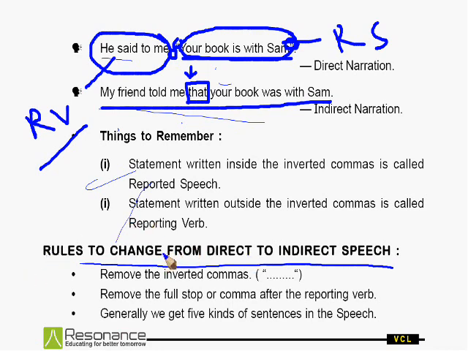Now the most important thing, the first thing that you should bear in your mind, is that whenever you see a statement in direct narration, the first thing that should come to your mind is the statement given inside the reported speech. This is absolutely important, absolutely vital. Now we will have to find out the kind of sentence that is given inside the inverted commas. That is important. So see, generally we get five kinds of sentences in the reported speech, that is inside the inverted commas.